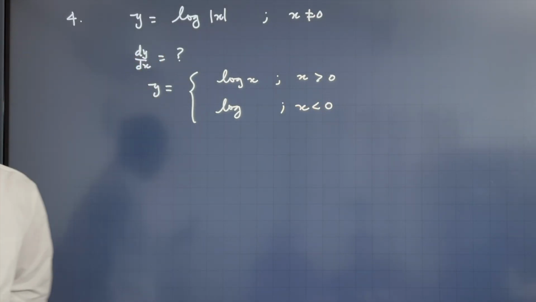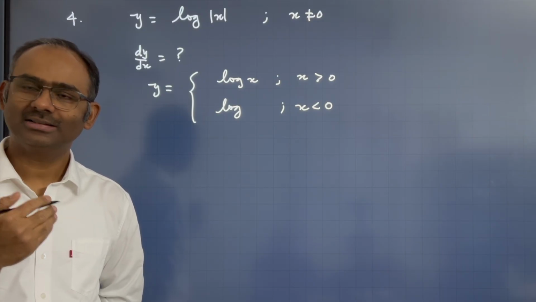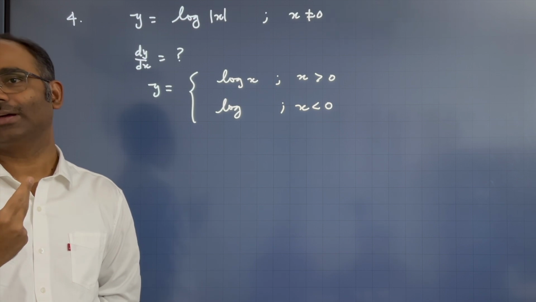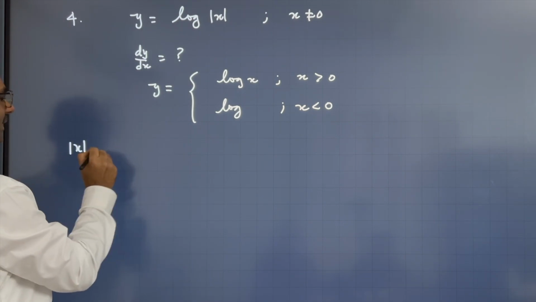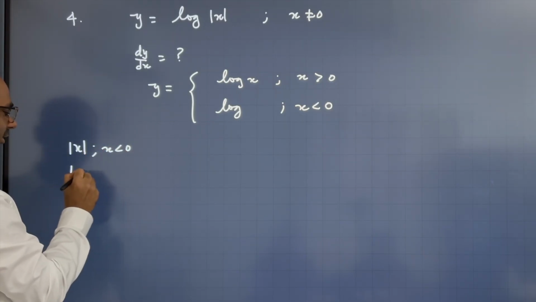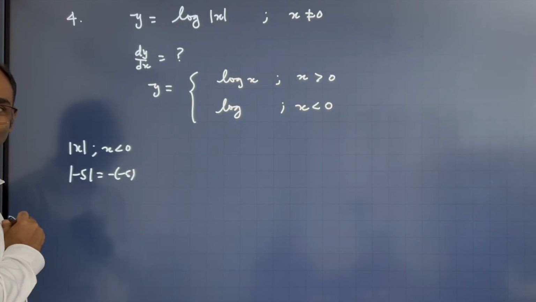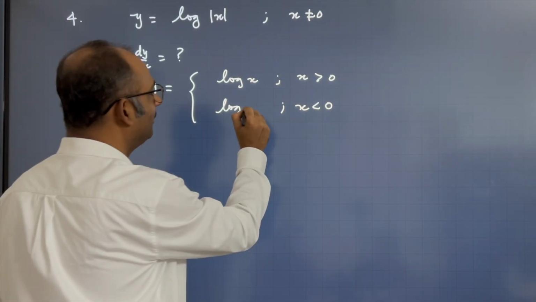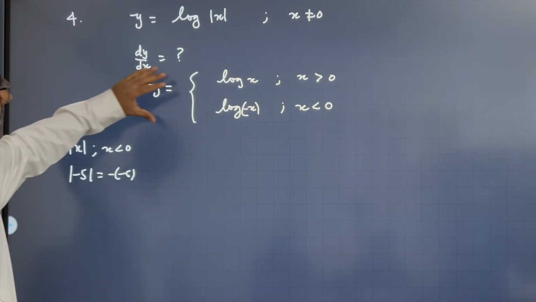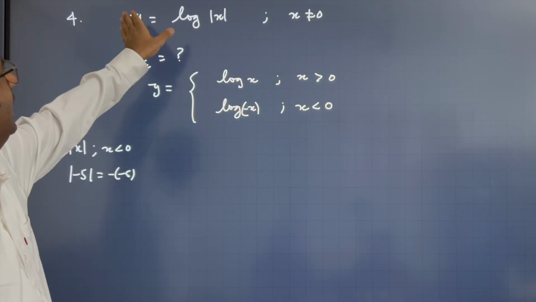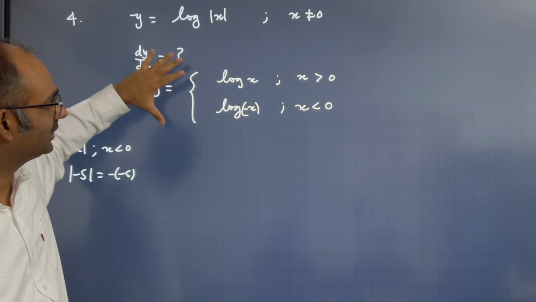Mod of x is what when x is negative? So what is mod of minus 5? It is minus of minus 5, right? So it is minus x. This is what it means to write this statement. That y is equal to this. This statement is equivalent to saying this statement.